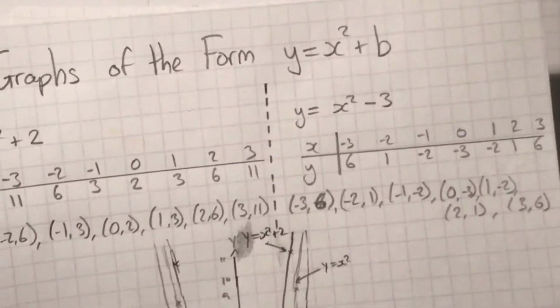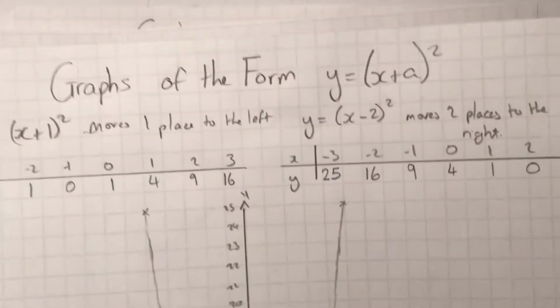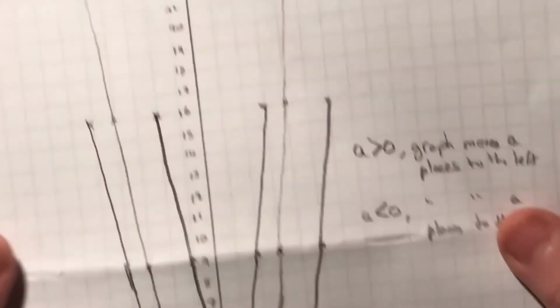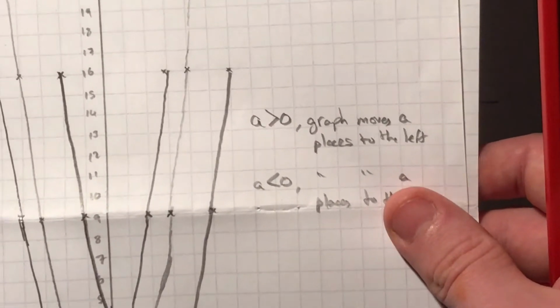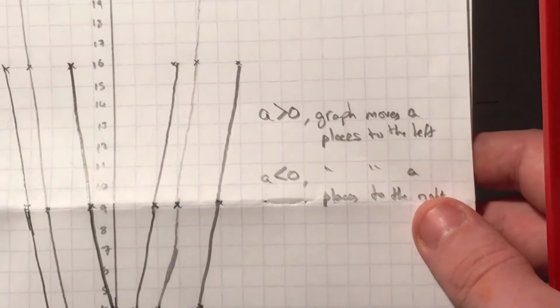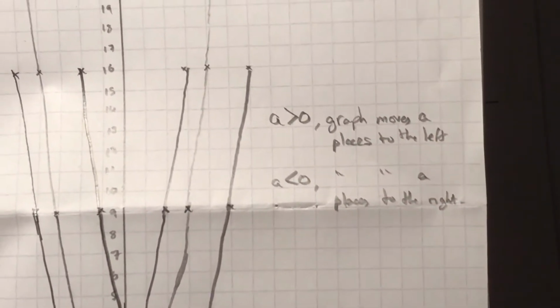I'm going to combine that idea with the one from the last video where we had y equals x plus a all squared, and we discovered that in these examples, if a was greater than 0 the graph moves a places to the left, and if a is less than 0 then it moves a places to the right.